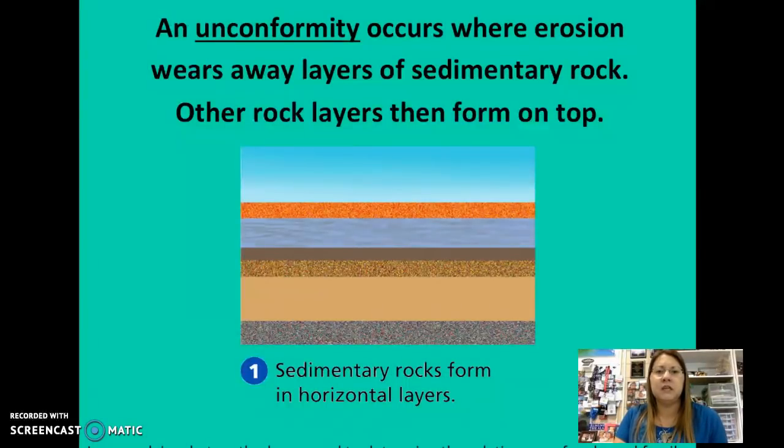So an unconformity is a gap in the geologic record. An unconformity is going to occur where you have erosion take place. So erosion is what causes the unconformity. Erosion is going to wear away layers of sedimentary rock, and then new sediment will form on top of it, forming new sedimentary rock layers. So in this example, we have some nice stratigraphy of sedimentary rock formation. You know it's sedimentary rock because you have those layers.